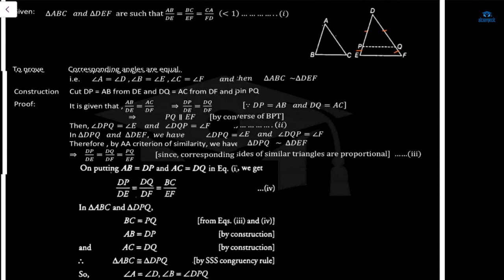Now, since angle B is equal to angle E and angle C is equal to angle F, from the sum of 180 degrees, angle A will be equal to angle D. So from AA criteria, you can write that the two triangles are similar. Whenever you get two angles equal, you don't need to prove the third angle. You can simply write AA criteria, because the third angle will automatically be equal.